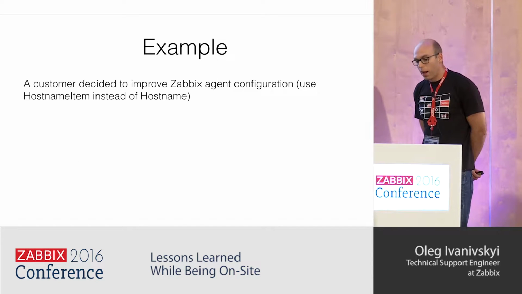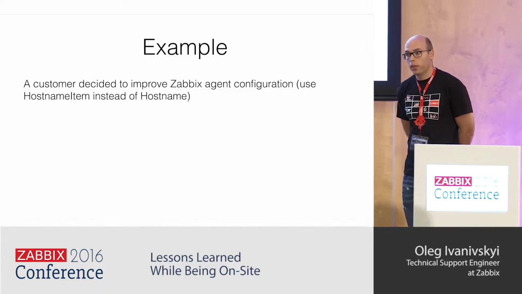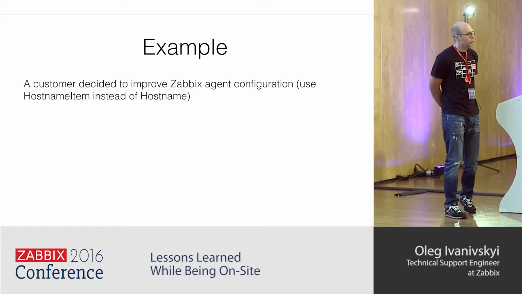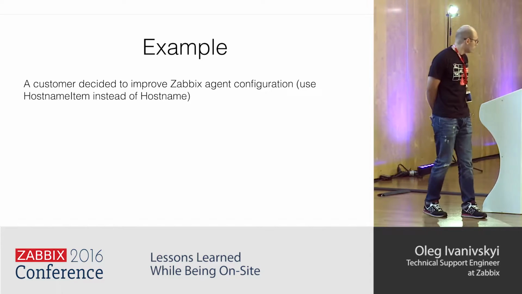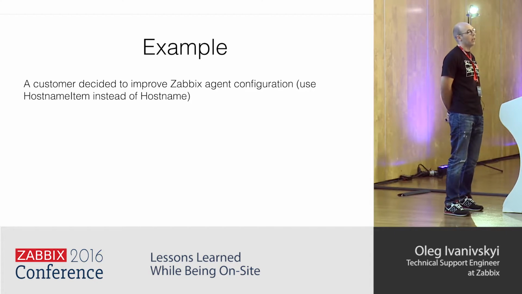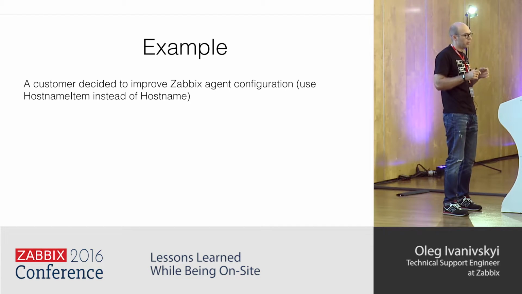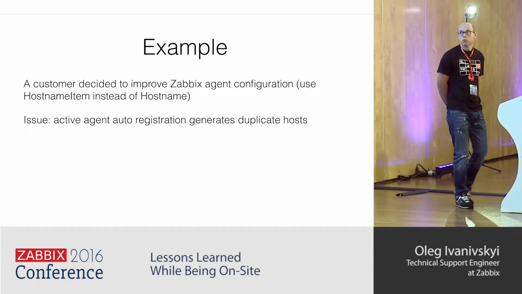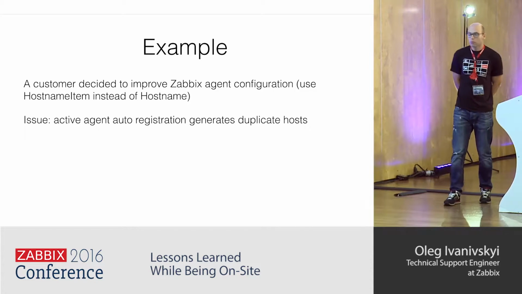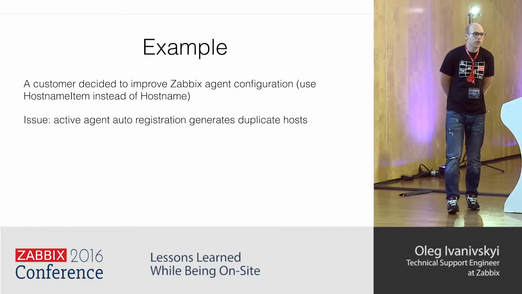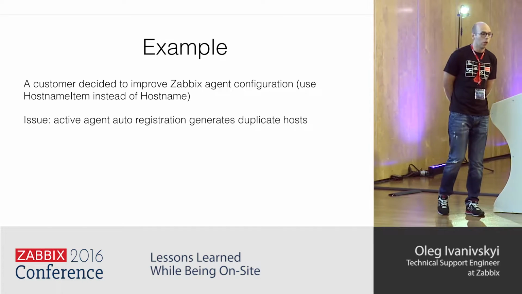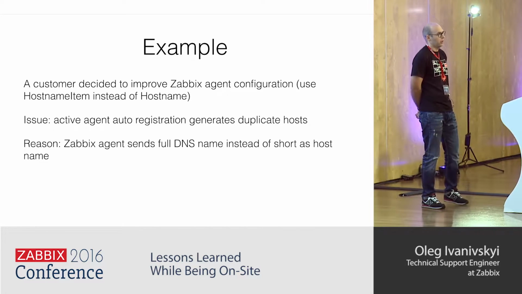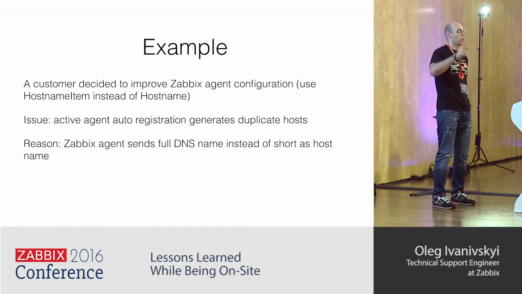Another example. A customer decided to use active agent registration to add new Zabbix agents. And after some time decided to change the architecture. Instead of using the hostname parameter, decided to use the hostname item. So instead of typing the hostname manually, I can use some item to get it. And as a result, we can see an issue. In the front end, we can find duplicates. The reason is simple. Zabbix will get the system host name, but instead of the short name, it will get the full name and send it as the host name. Zabbix will check, OK, I cannot find such a host, and will add a second one.